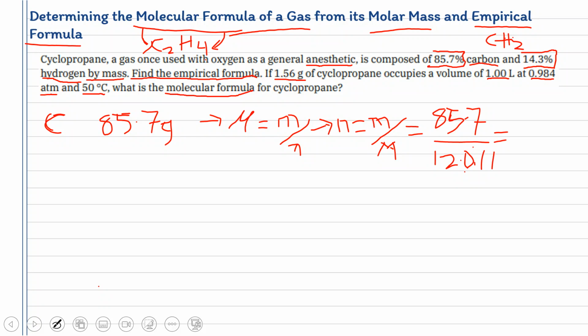So I have 85.7 divided by 12.011. If you're with me, you're supposed to be having an answer like 7.135, something like that. So that's what I had, 7.135, in three decimal places. That's what we're doing now.